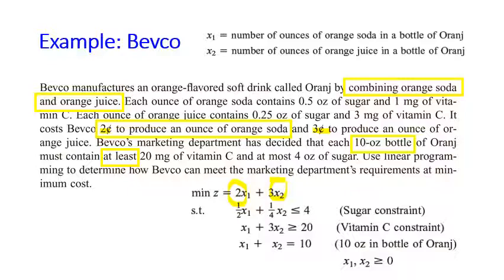And then we have a sugar constraint, we have a vitamin C constraint, and then we also have the constraint that a bottle of orange should be exactly 10 ounce. So whatever you put, the soda plus the juice, they must exactly equal 10. Again, because the size of the bottle is 10 ounce, the content of the mixture that you put into the bottle must be 10 ounce as well. So we'll give you a pause to read this problem carefully and also understand the formulation.